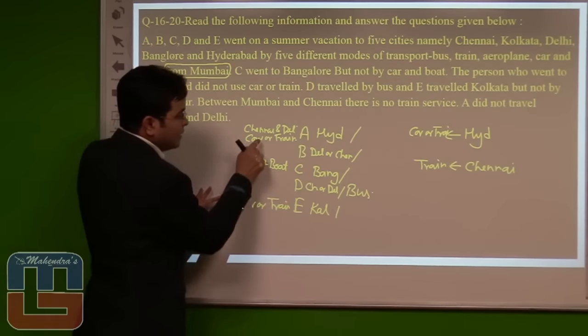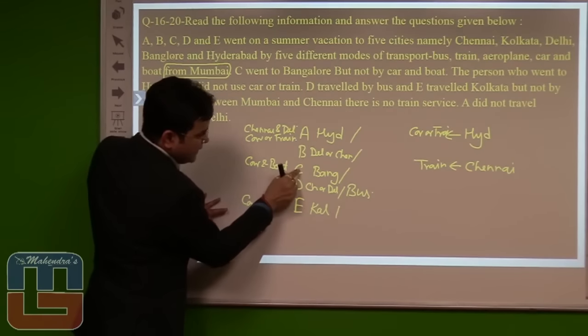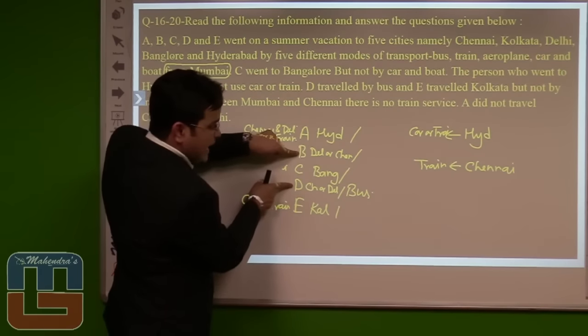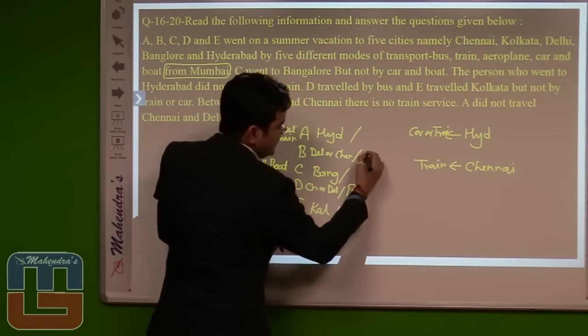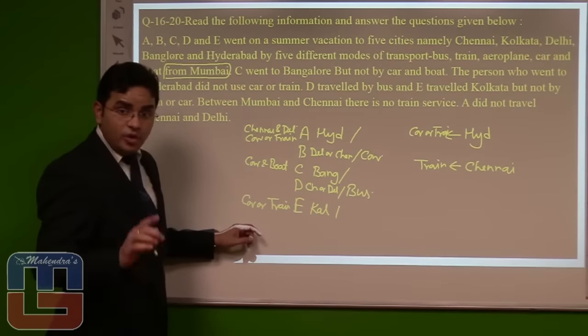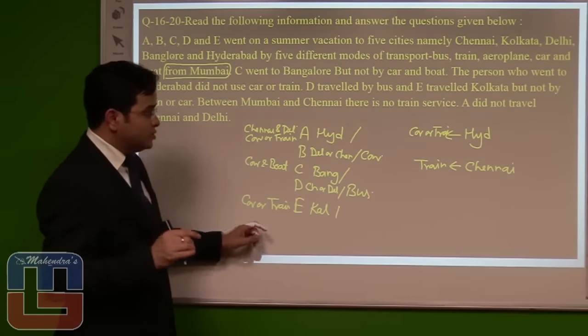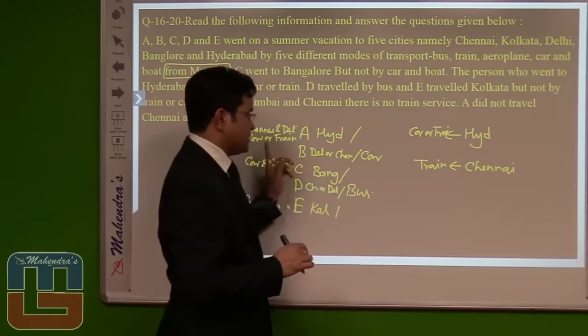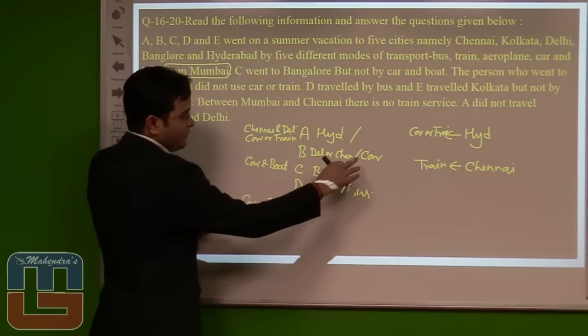Now one thing. Car cannot be here, car cannot be here, or car cannot be here. So for car only two places are there, B and D. But here it is bus, it means that this person is going by car. And one more thing: the one who is going to Hyderabad cannot travel by car or train. That is already done. Okay. So car will be here.